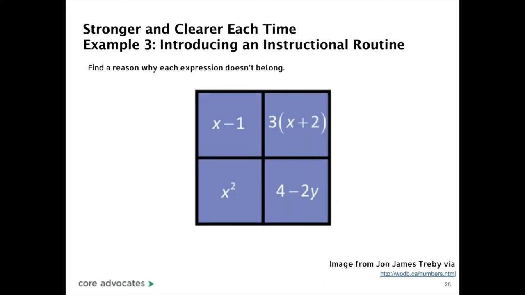And then last, one other way that I've used it is to introduce a new instructional routine. So when I started using Which One Doesn't Belong with my eighth graders this year, they used the Stronger and Clearer Each Time protocol to help them realize how much we can learn from each other using a Which One Doesn't Belong. So for anyone who may not be familiar with this, the goal is to find a reason why each of the quadrants doesn't belong with the rest. So kids were able to find things that were in common, but also the things that made them different. And so the communication piece was important, and it also just builds that culture of valuing each other's ideas.